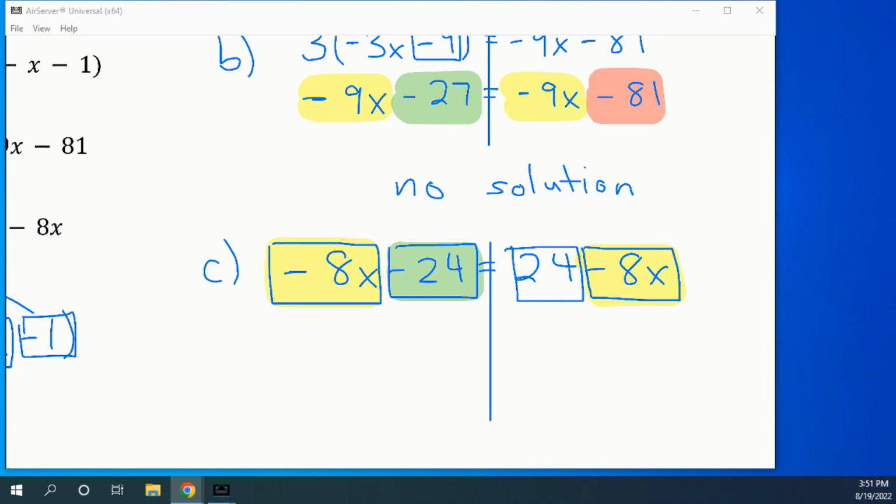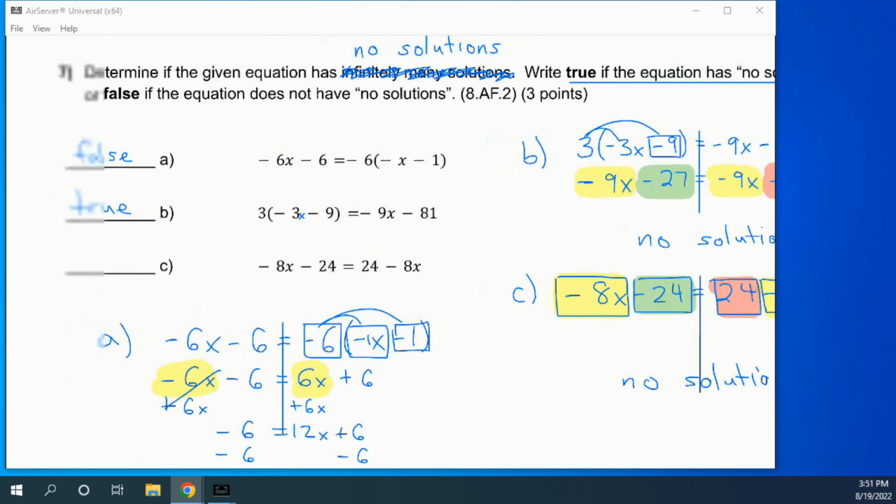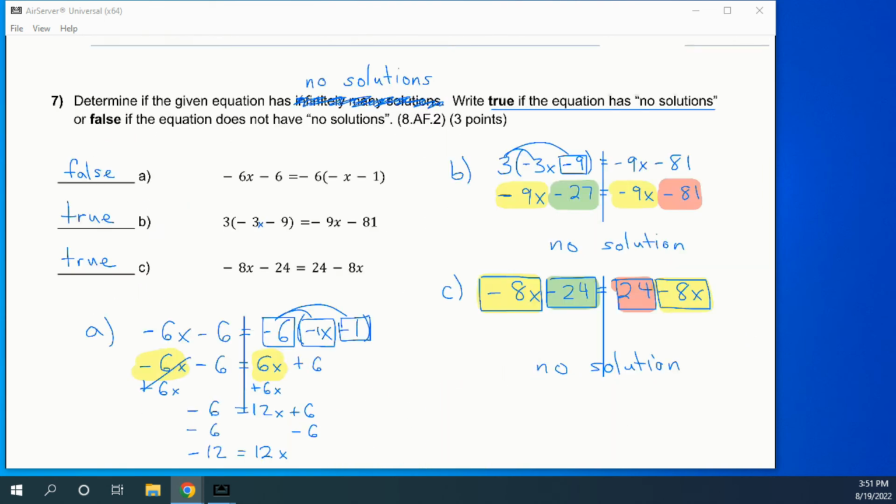And on the right side of the equal sign, I have a positive 24. Those are two different constants. So just like the one above, this is also going to be no solution. So I would put for C that this is true. Okay.